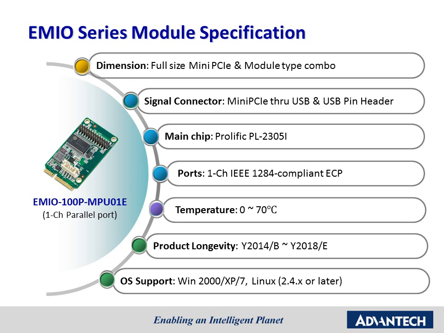The EMIO-100P-MPU01E is a full-size mini PCIe module that adds an LPT or printer port to a board or system that has a mini PCIe interface. For current boards, printer ports are no longer offered as standard I/O. But with this module, it will allow our current products to support legacy devices.